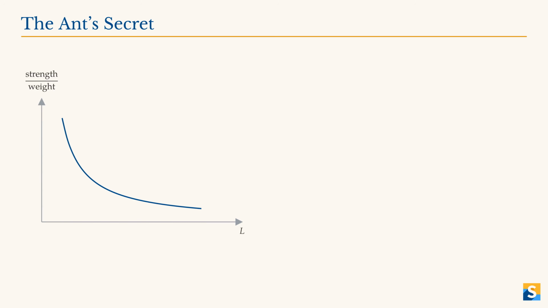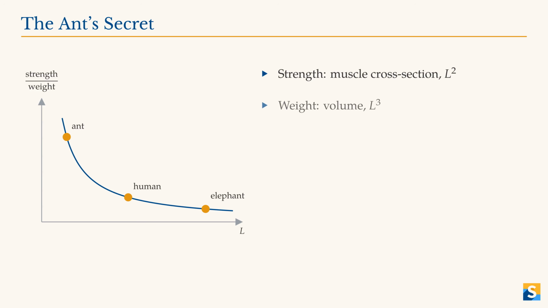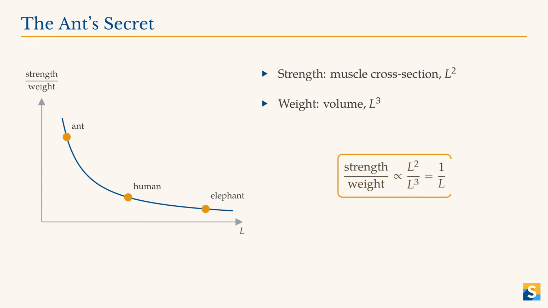Same scaling. Opposite headline. Why can an ant carry 50 times its own body weight? Strength comes from muscle cross-section, L squared. Weight comes from volume, L cubed. So the ratio of strength to weight scales like 1 over L. Shrink an animal and it becomes a superhero. Grow one and it buckles.